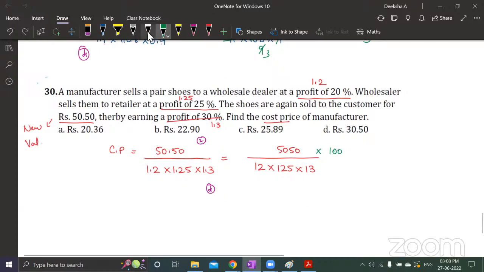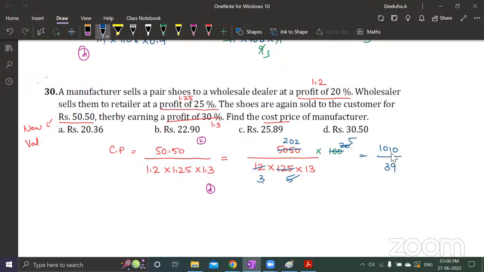Now we will cancel this. 25 5s are 125, this is 25. 2 times is 50, 0, 2 gives you this. And now I'll divide this by 5. 5 20s are 100. 4, this I'll cancel by 4. 4 3s are 12, 4 5s are 20. So you get 1010 divided by 3 into 13, which is 39.